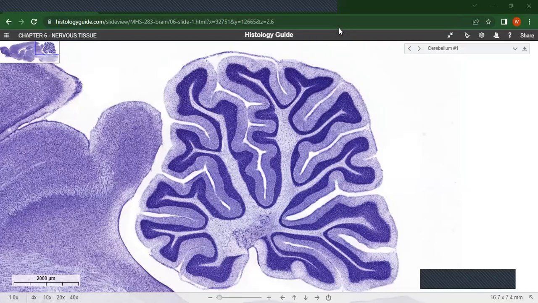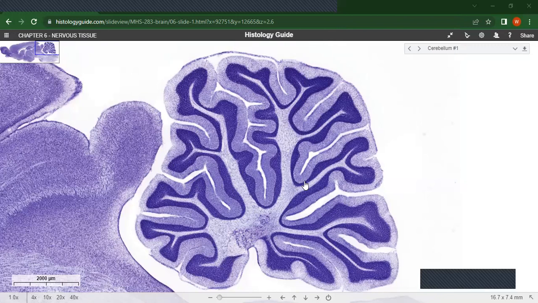So welcome. In this session, we are going to look at the histology of the cerebellum. This is the cerebellum. Okay, it is folded. You can see the cortex is folded to form folia. Then you can see the white matter. This is the white matter here. The white matter forms a tree-like pattern.